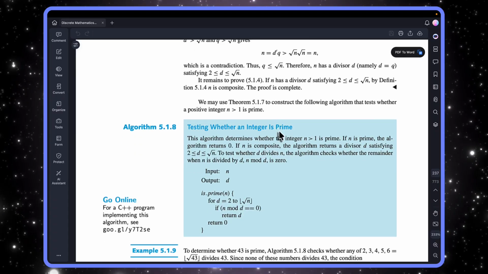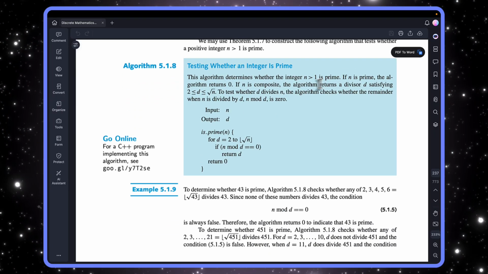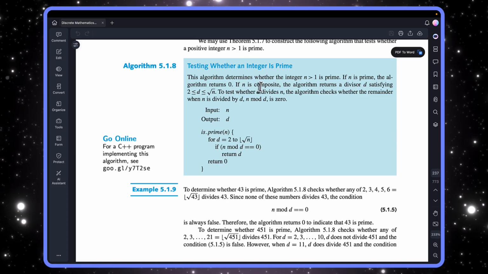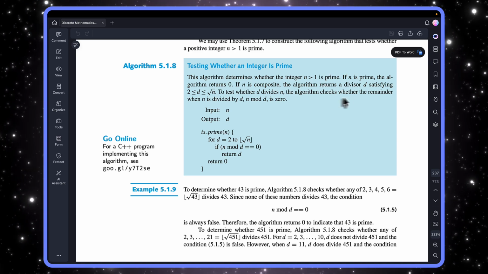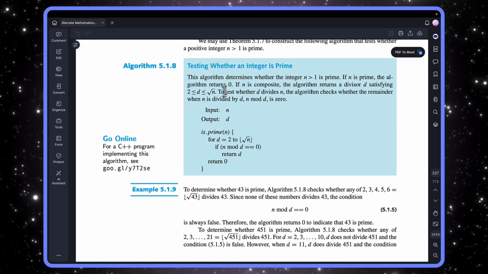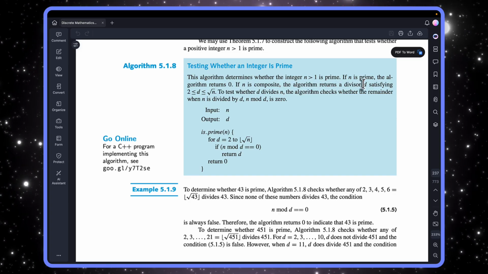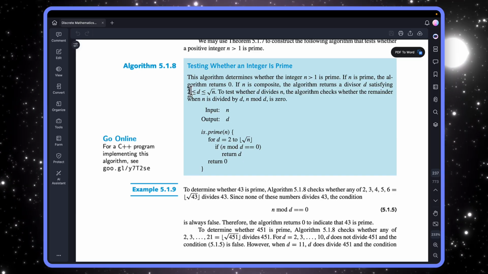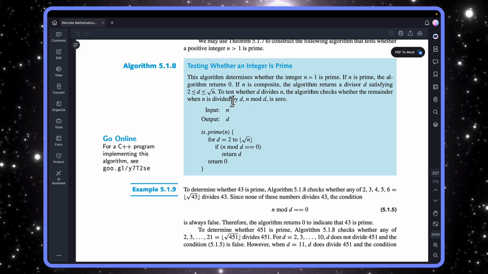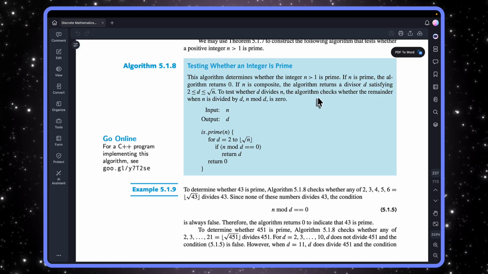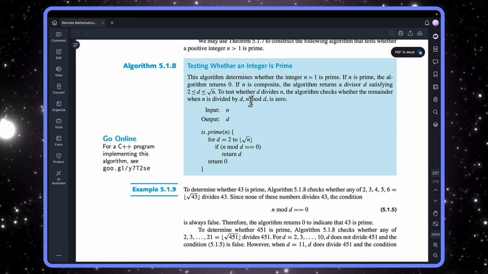That's all fairly clear. So here's an interesting little algorithm which appears to be fairly efficient. This algorithm determines whether an integer n greater than 1 is prime. If n is prime, the algorithm returns 0. If n is composite, the algorithm returns a divisor d satisfying the condition that it's less than or equal to the square root of n, in other words, a small divisor. To test whether d divides n, the algorithm checks whether the remainder when n is divided by d, n mod d, is 0.